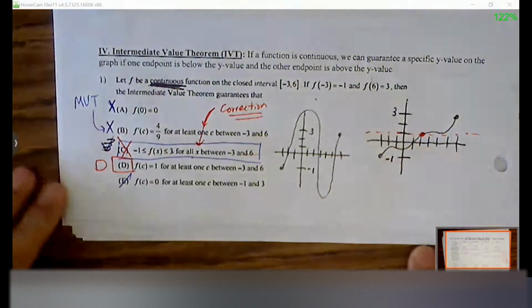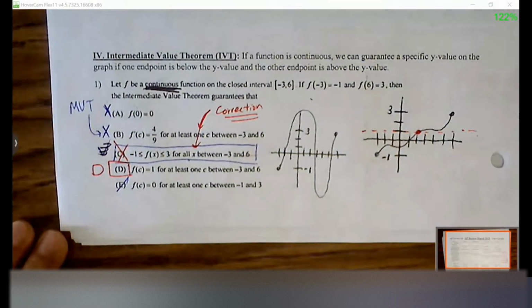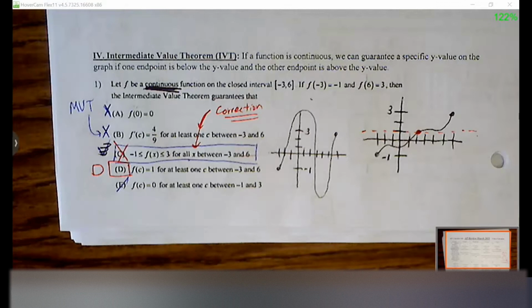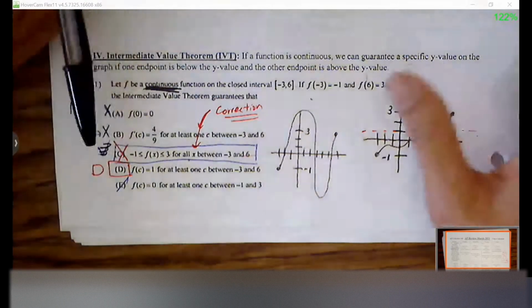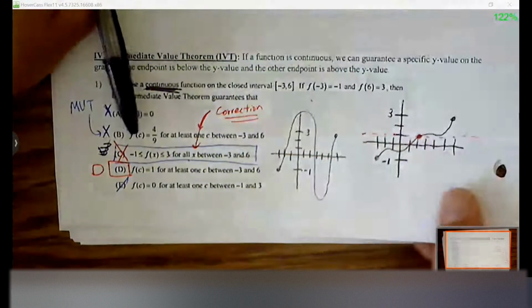Okay, does that make sense? Any questions with that one? Okay, all right, so let's move into our derivative worksheet.